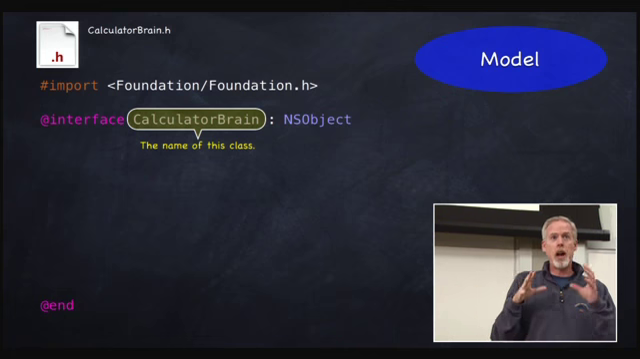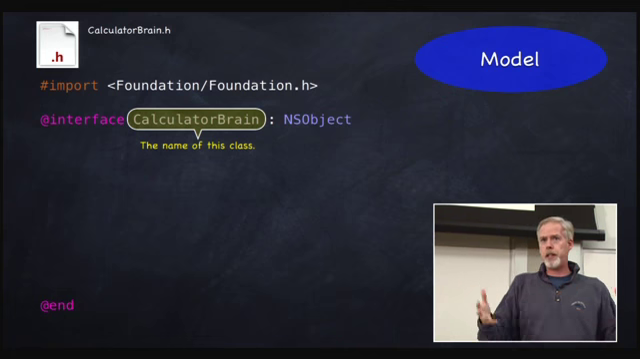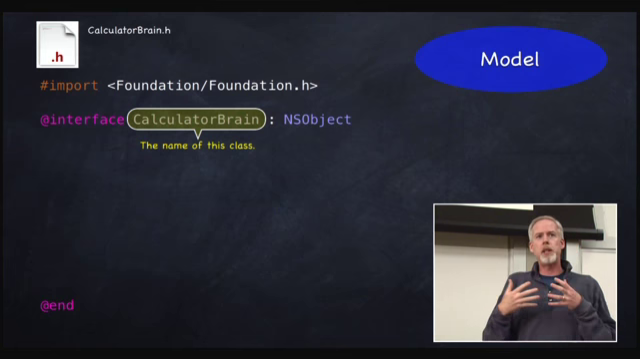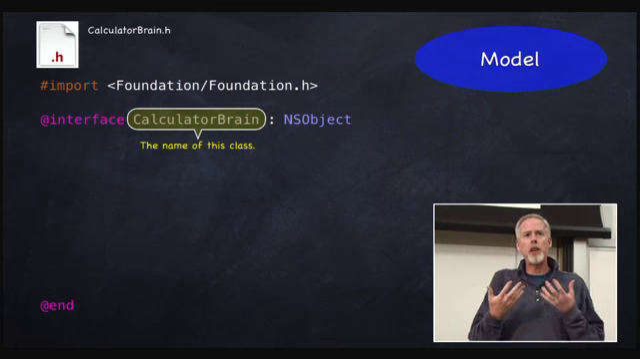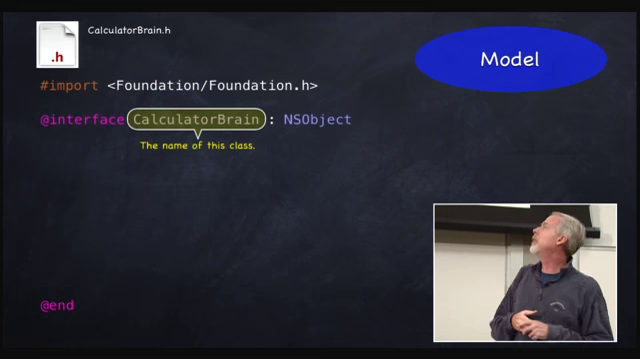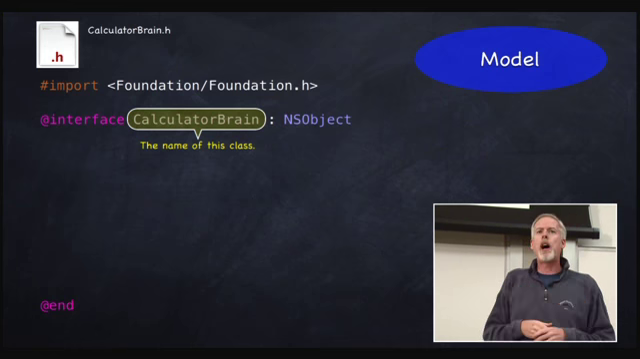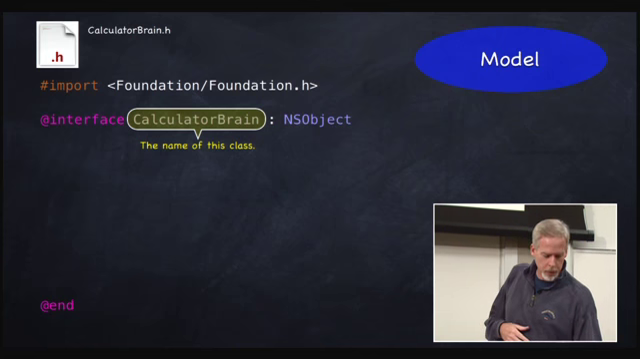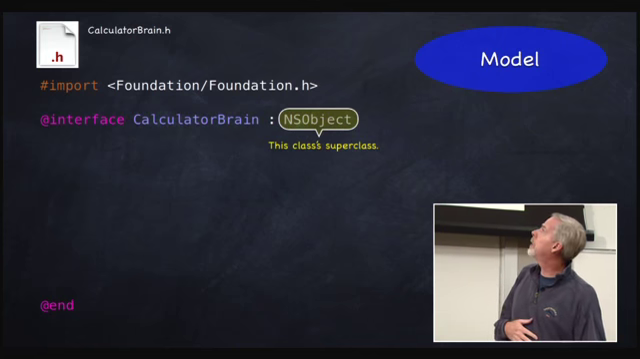Pretty much all objects in iOS inherit directly or indirectly from NSObject. It provides some basic functionality, memory management, and a couple other things that we want to inherit in all the objects that we use, okay? So that's the name of the class, and this is the class's superclass.